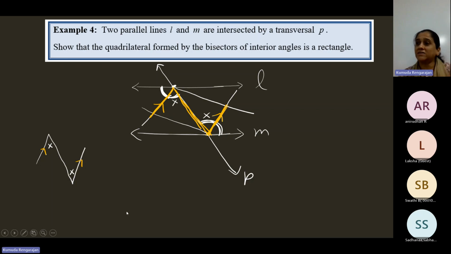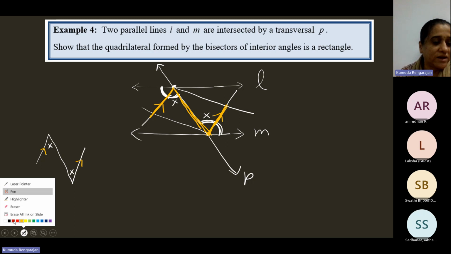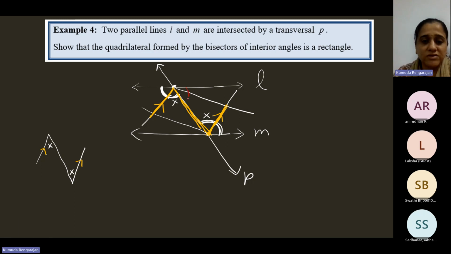Repeat the same thing with the other pair of interior angles. This angle is equal to this angle. Why? They are alternate angles because L is parallel to M. Because L is parallel to M, cut by a transversal, this angle is equal to this angle. Alternate angles are equal. So half of this angle, which is this one, is equal to half of this angle, which is this one.